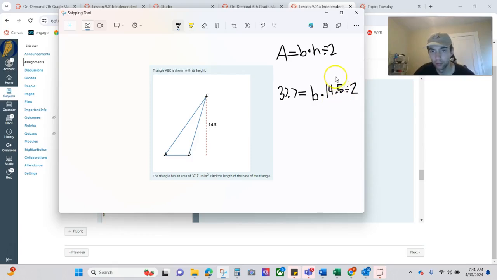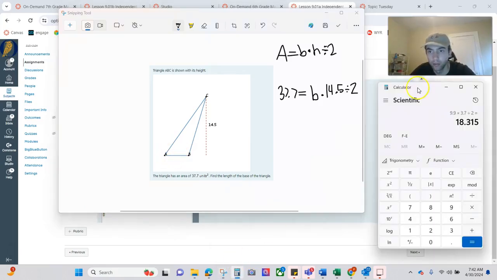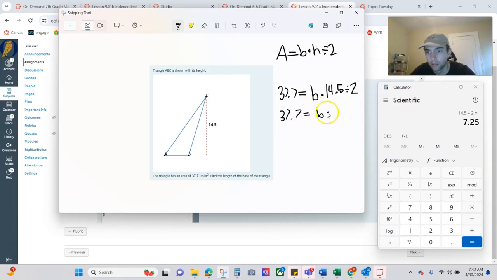First, let's do 14.5 divided by 2. Okay, there's lots of ways we could do this. We can do 14.5 divided by 2 first, then use our backwards math. Or we can just start with backwards math right away. I say, let's simplify first. 14.5 divided by 2, 7.25. So 37.7 equals base times 7.25. Okay, now we have a one-step equation.